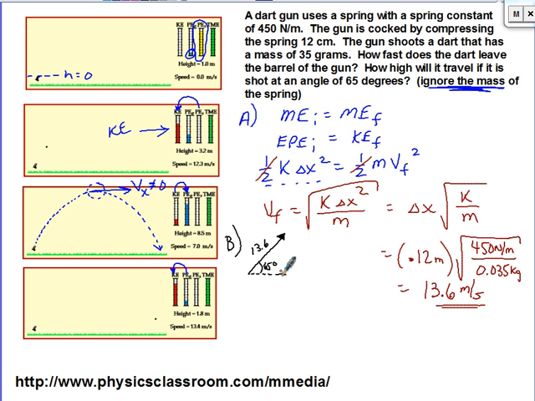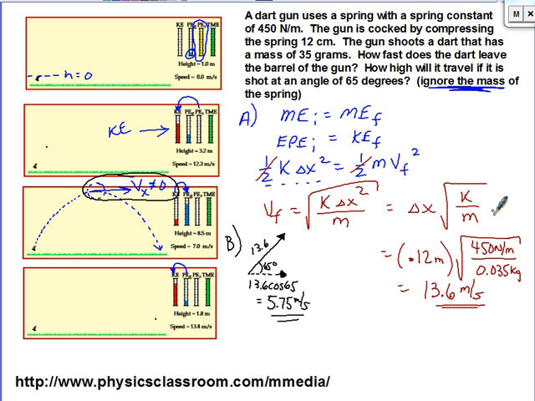So what I'm going to do is determine what the horizontal component is, which would be 13.6 times the cosine of 65. That would be about 5.75 meters per second. And the reason I'm doing that is that would be the speed used to find the kinetic energy at the very top, since it is still moving horizontally at the top. Okay, so let's go ahead and see if we can finish up part B now.